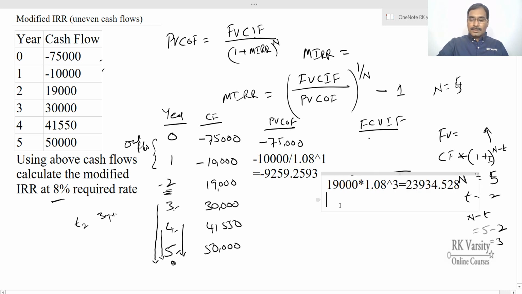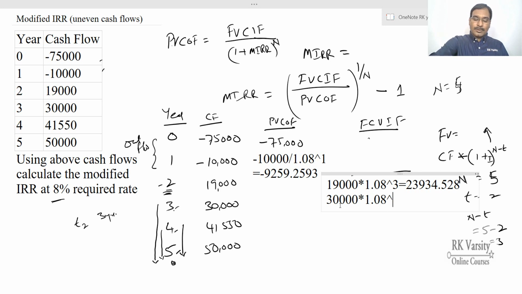Similarly, the amount that you receive in the third year is reinvested for 2 years. So 30,000 times 1.08 raised to the power of 5 minus 3, that is 2. Then 41,550 times 1.08, as you are receiving this in the fourth year. The total project n is 5, 5 minus 4 is 1, so raised to the power of 1. Then in the fifth year you are investing for 0, so this will be raised to 0 and the amount is $50,000.